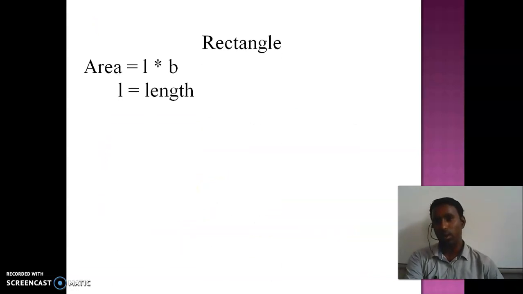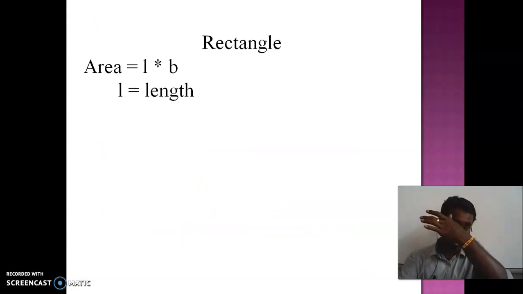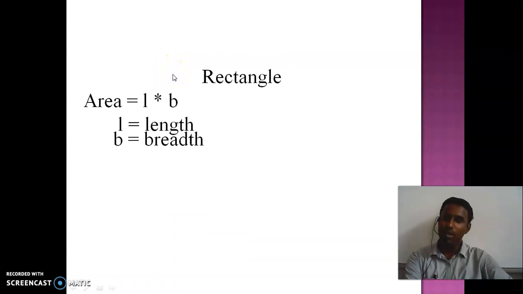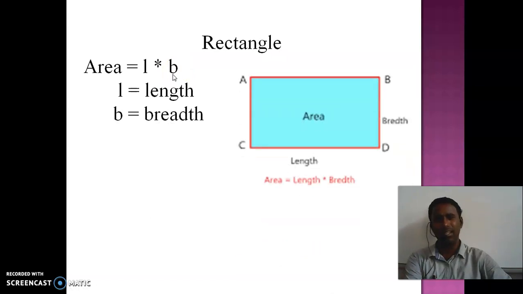The next one is the rectangle. As you know already, what is meant by a rectangle? Two opposite sides are equal. That means the two lengths are equal and the two opposite breadths are also equal. The longer one I can mention as length, and b represents breadth. Breadth or width, you can take either. The longer one is length, the shorter one breadth or width. This blue colored region represents the area.